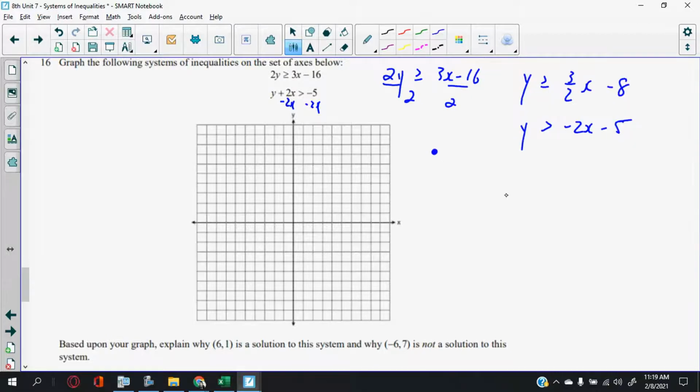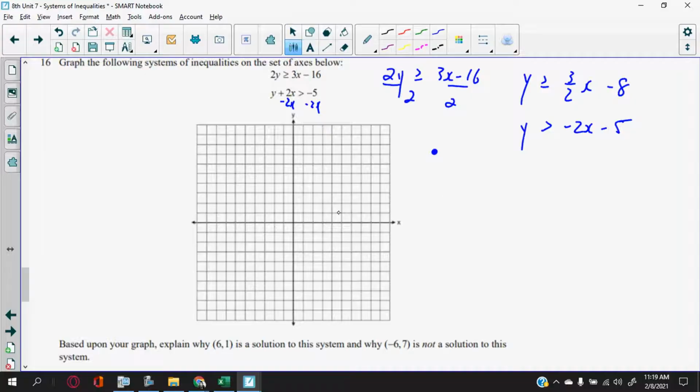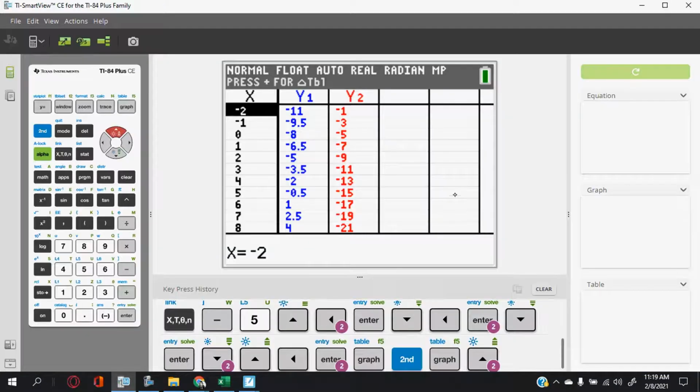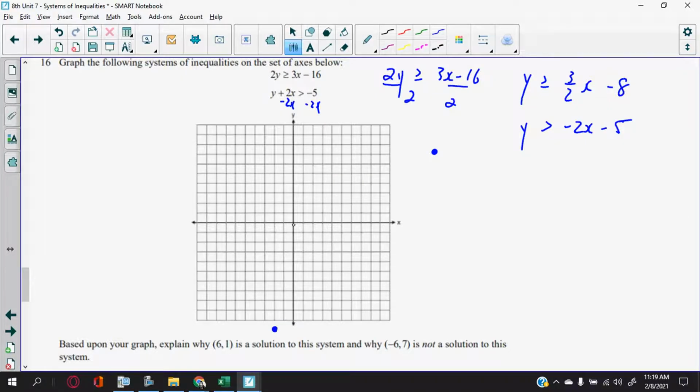We got negative 2, negative 11, okay? 1, 2, 3, 4, 5, 6, 7, 8, 9, 10, 11. It's down here somewhere. Let's see, what's the next one? 0, negative 8. So guys, notice how I'm not using the decimals here. You see this? I'm not going to graph that, okay? So I'm going to graph 0, negative 8. 1, 2, 3, 4, 5, 6, 7, 8.